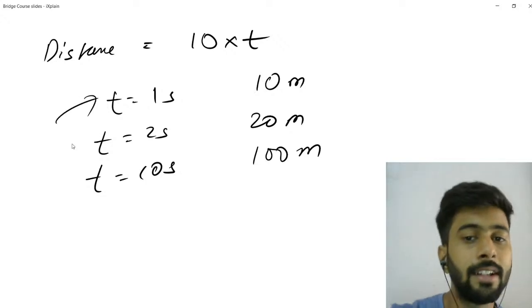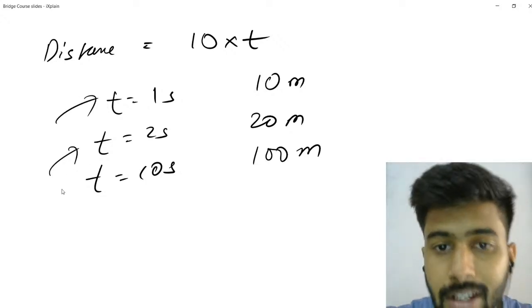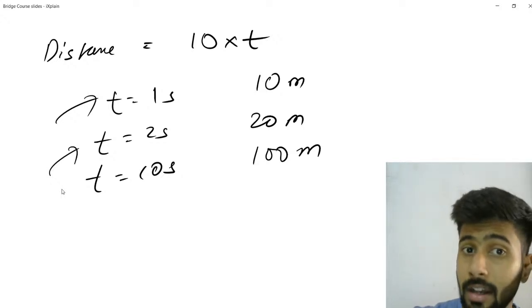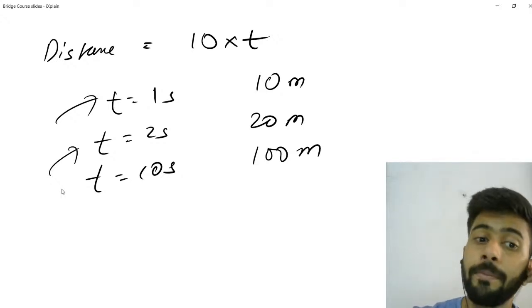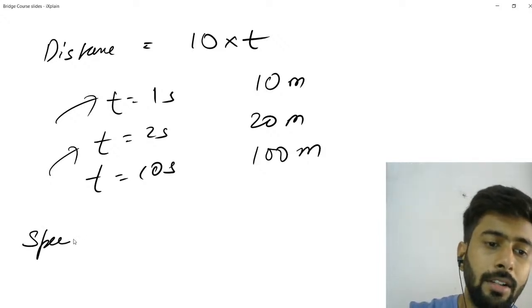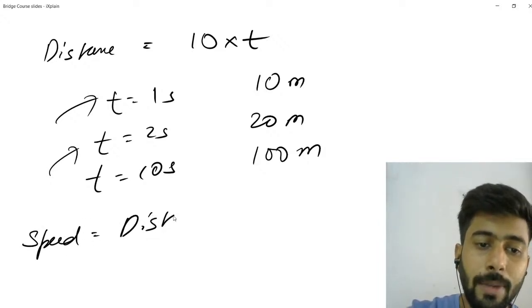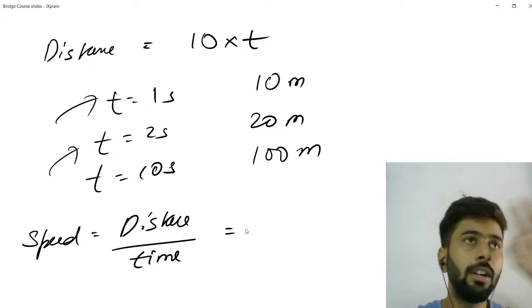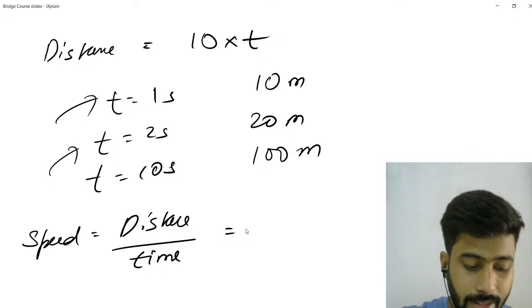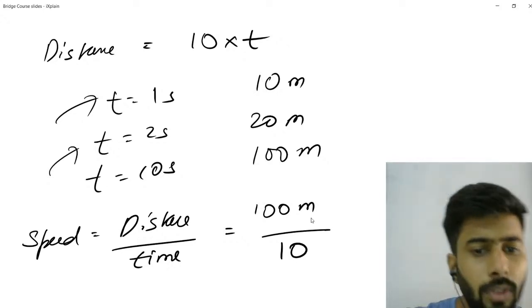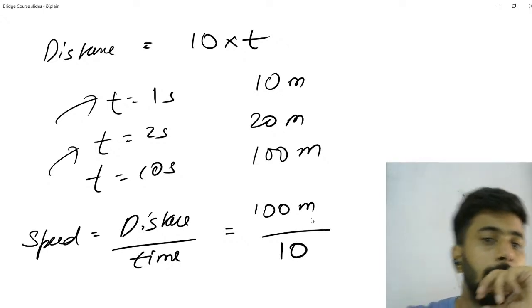So in the first second it has covered this much, in the second second it has covered this much, right? So it gets a little tricky now. How will I get the speed? Because the formula for speed is distance by time. Now if I want to know the average speed over 10 seconds, then I will put time equal to 10. But can I put 100 meters as my distance? No, I cannot really do that.